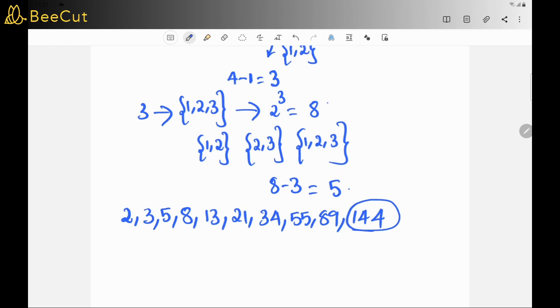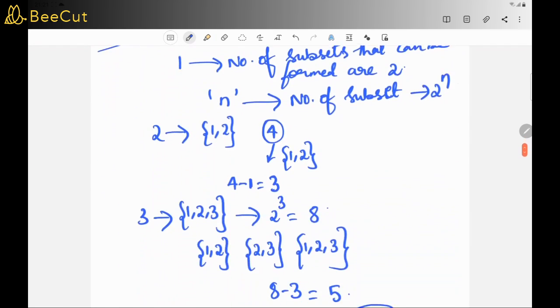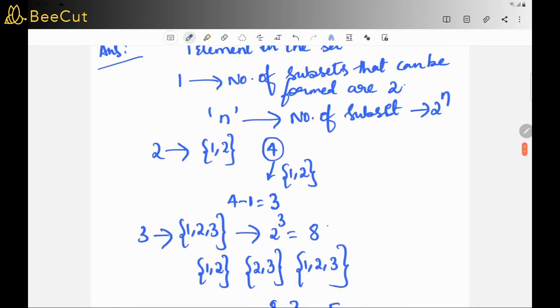Now this set contains 10 elements. So the answer is 144. This is the first term of the series, second term, and the 10th term. The third term is the summation of the two previous terms. Any term from the third term onwards is the summation of the two previous terms. This 8 is the summation of 3 and 5, and 13 is the summation of 5 and 8. The series goes on in this way. This is a Fibonacci series.